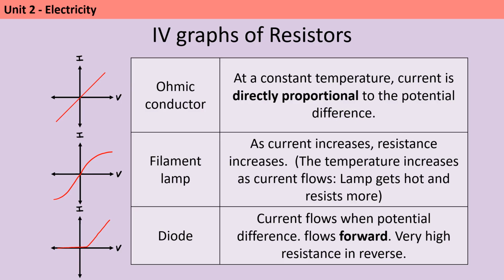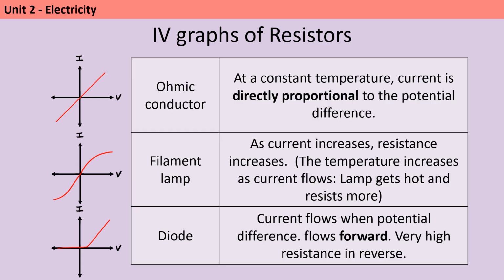A filament lamp looks a little bit different. It's this slightly S-shaped curve, and the reason for that is that it's not at a constant temperature. As the potential difference increases, the wire is getting hot and therefore its resistance is increasing. Even though as you increase potential difference, current is still increasing, it's no longer increasing by the same rate because the resistance is going up.